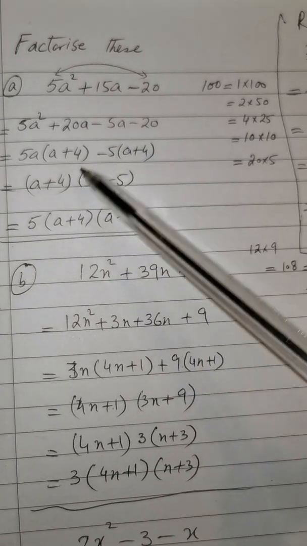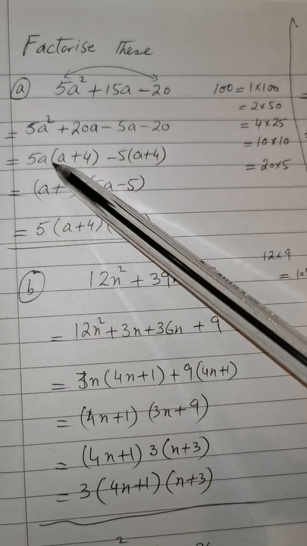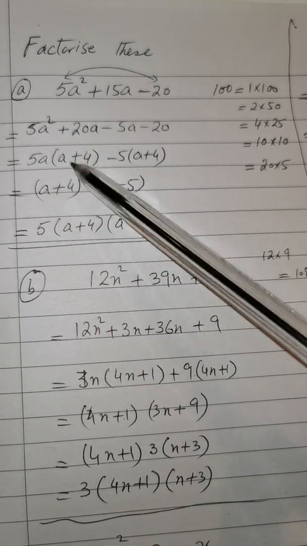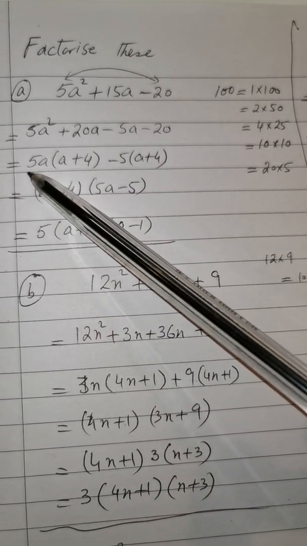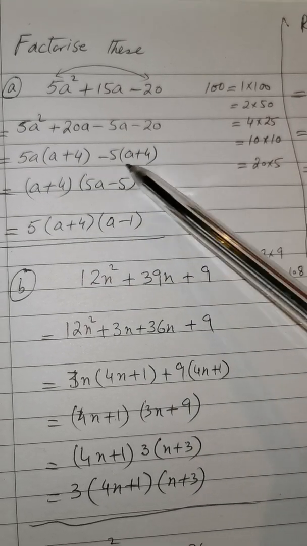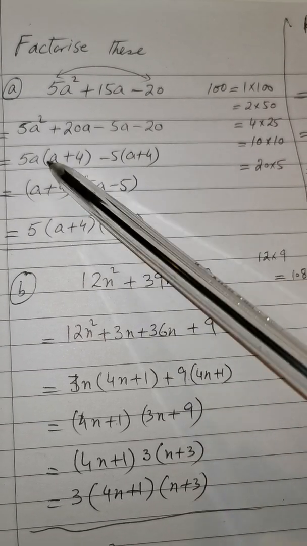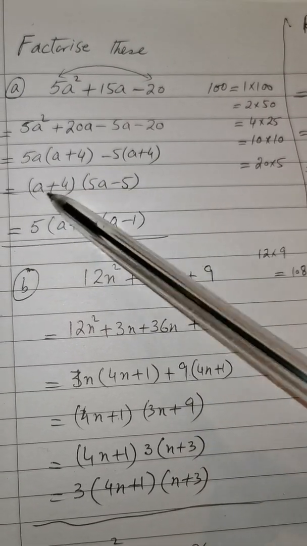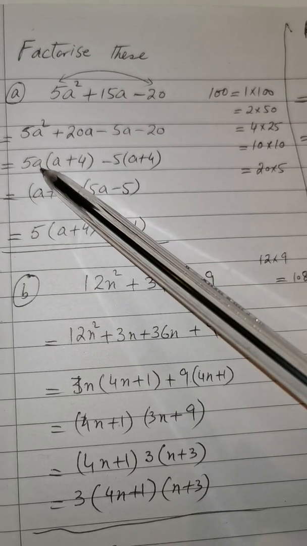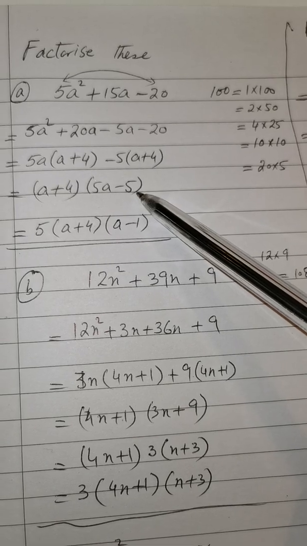After that you will make pairs of two terms, which I have done, and then take something common. From the first pair I take 5a common, and from the second I have taken 5 as common. After this, a plus 4 is common between them, so I will take a plus 4 as common. In the first place I have left 5a, and in the second place I have left minus 5.